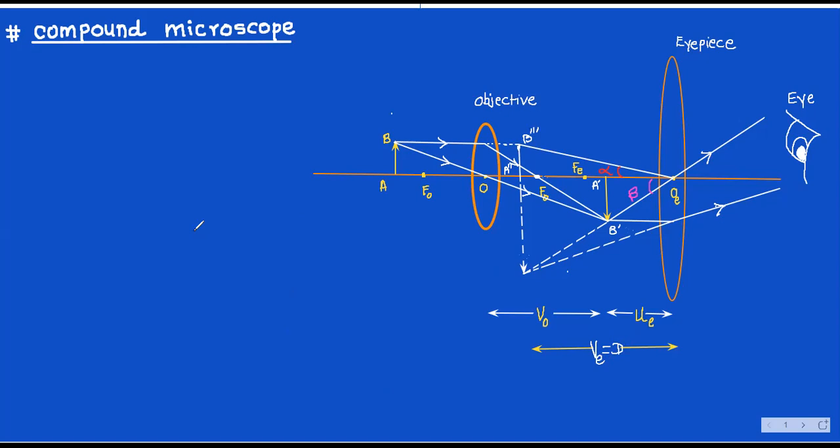Now, let's see some theory points I am writing here about this compound microscope. Consists of two convex lenses, right? How many lenses it is consisting? Two. One is objective, another is eyepiece.